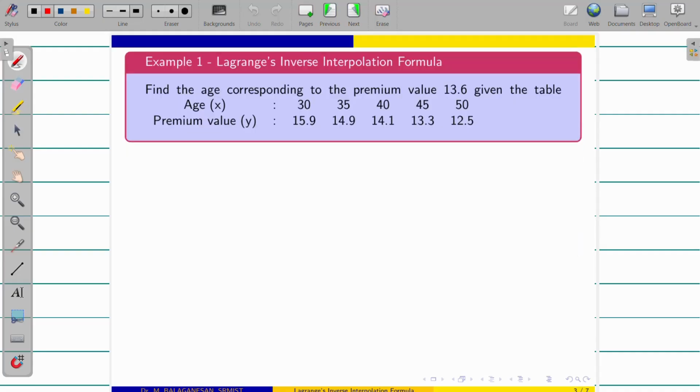I have given two examples here. First example, find the age corresponding to the premium. Look at that, we have to find the age corresponding to the premium. In the previous topic, we found the value of y for the given value of x. But here they have given the value of y, 13.6, so we have to find what is the value of x.